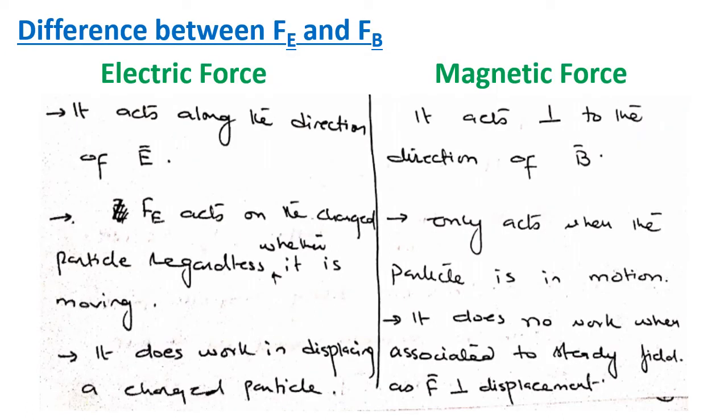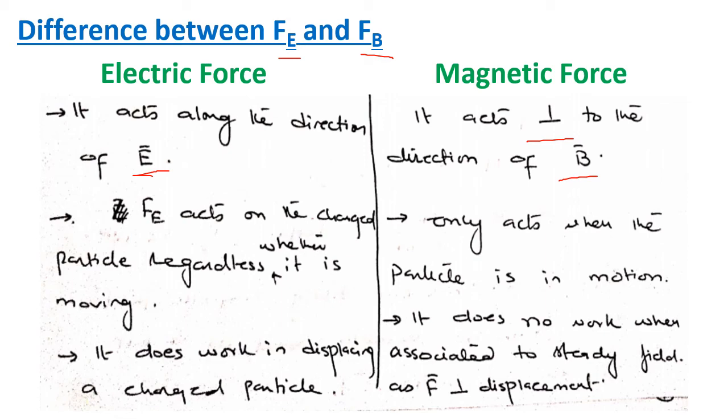Now, there are a few differences between the electric force and the magnetic force. When we consider electric force, it acts along the direction of electric field. But in case of magnetic force, it acts perpendicular to the direction of magnetic field. Second point is electric force acts on the charged particles regardless whether it is moving or stationary, whereas the magnetic force only acts when the particle is in motion.